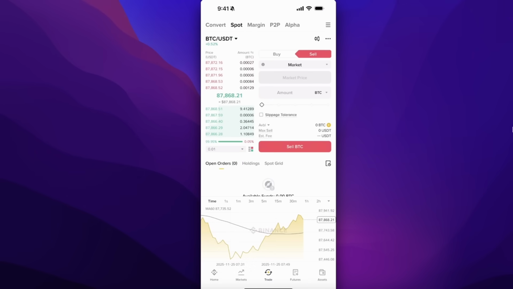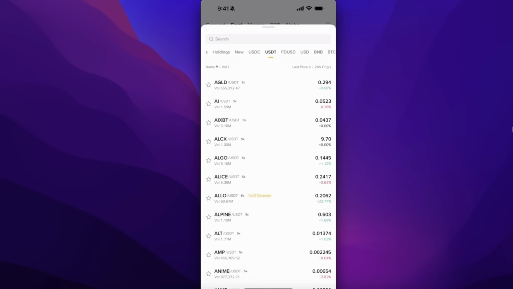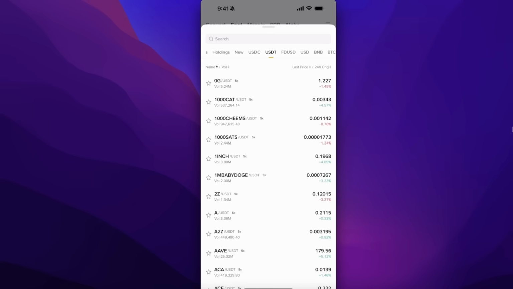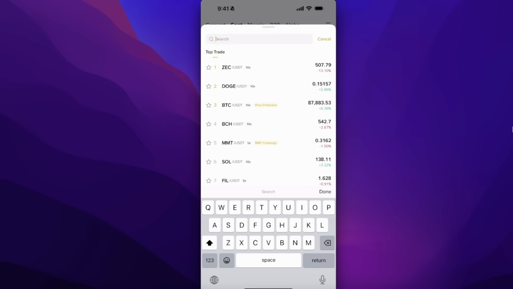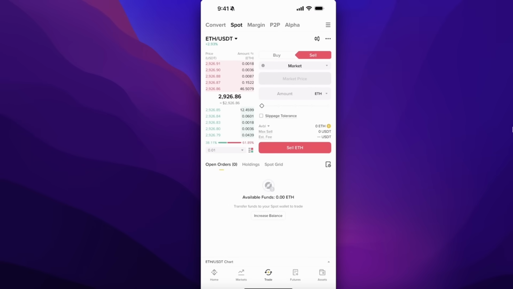Now after that, in the same way, you can also sell any of your tokens. If you want to change the token pair that has been selected, you're going to click on the top left. Once you do that, you guys can see that you are able to choose any token pair that you want. You can search from the top to make it a quick and easy search. So I want to search for Ethereum, and you guys can see this is the chart for Ethereum.